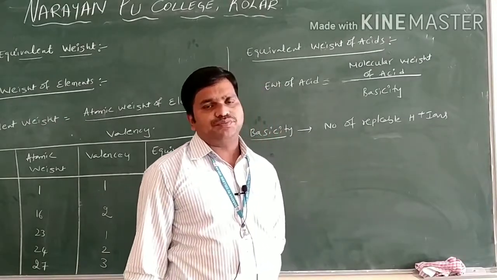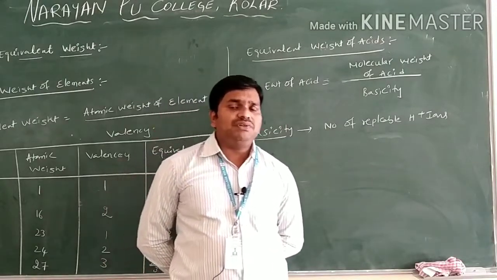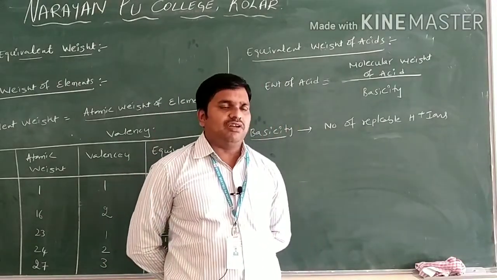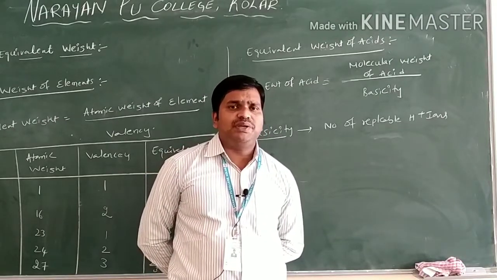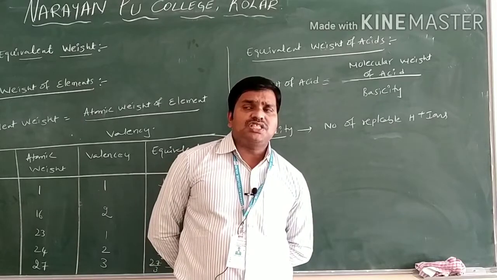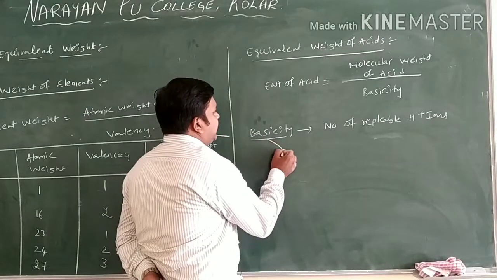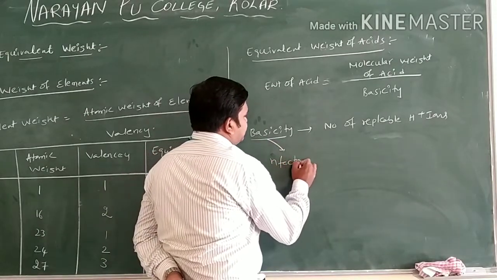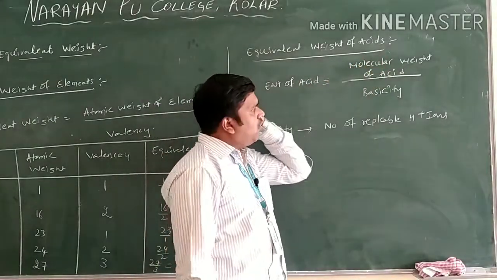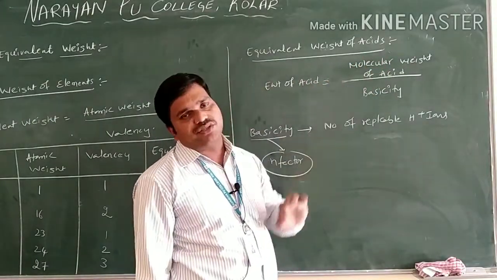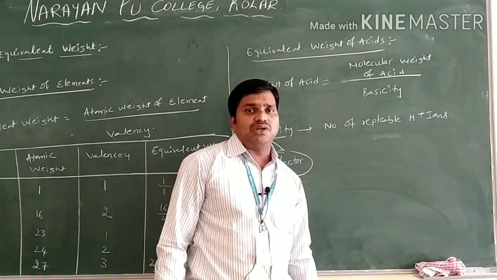Sometimes you can write it in the form of N factor also. Generally, which type of hydrogen atoms can be replaced? The hydrogen which is attached to a more electronegative element like oxygen, sulfur and nitrogen will be replaced. How many hydrogens will be replaced? That is called basicity. So simply we write N factor also. Equivalent weight of acid is equal to molecular weight of acid by N factor. For acids, N factor means the number of replaceable H plus ions only.